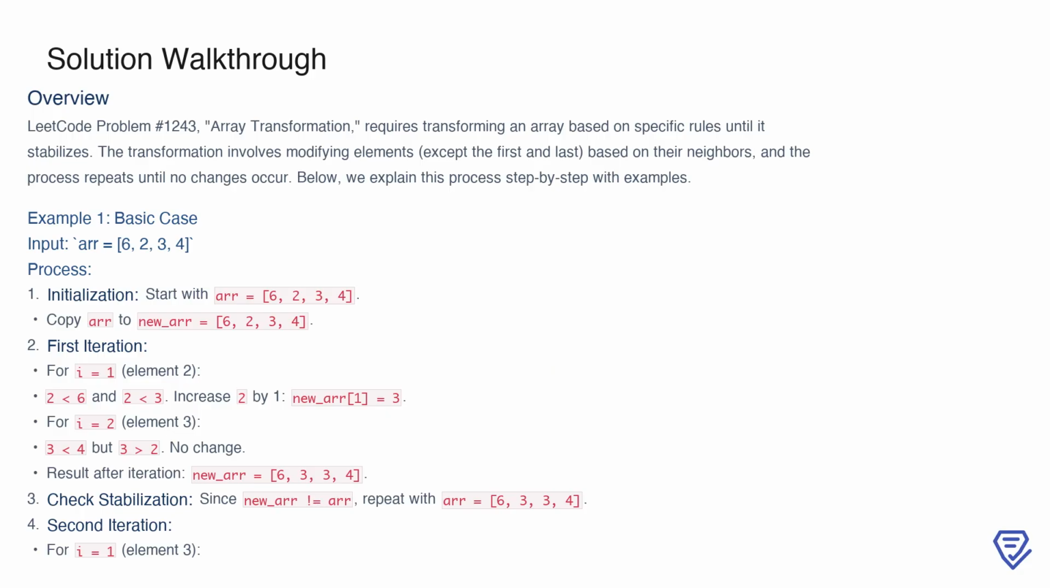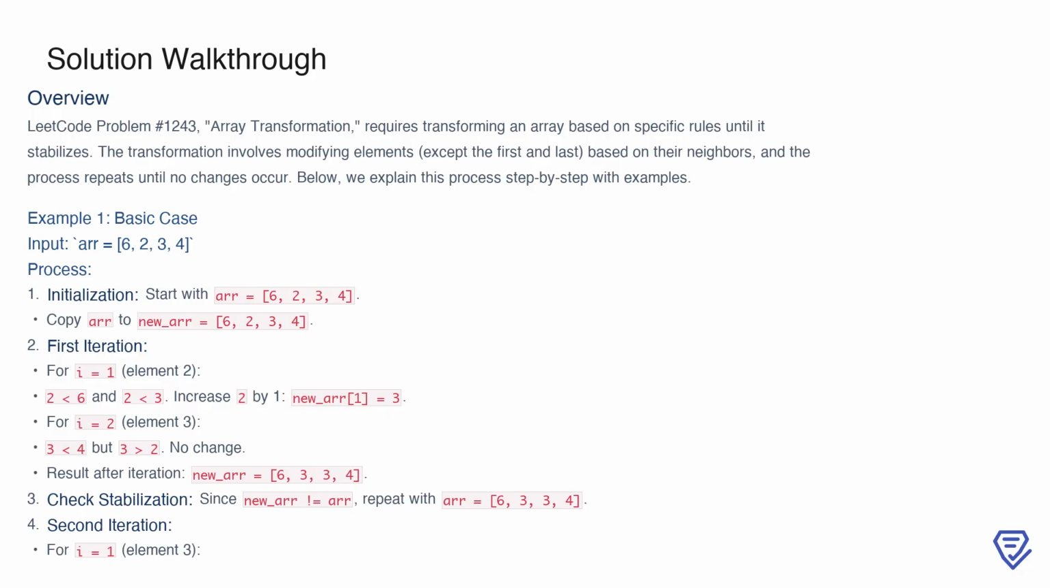Let's look at an example to better understand this process. Starting with the input array 6, 2, 3, 4, we initialize by copying it into new_arr as 6, 2, 3, 4. For the first iteration, we check each middle element. At index 1, the element 2 is less than both of its neighbors, 6 and 3, so we increase it by 1, resulting in new_arr[1] equals 3. At index 2, the element 3 is between its neighbors, 2 and 4, so no change is made. This gives us the updated array, 6, 3, 3, 4.